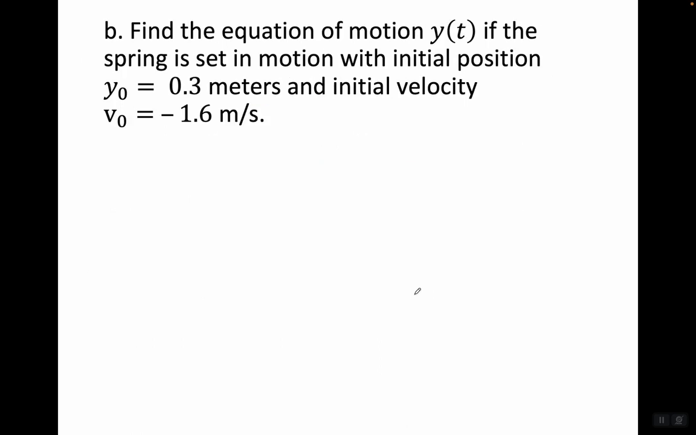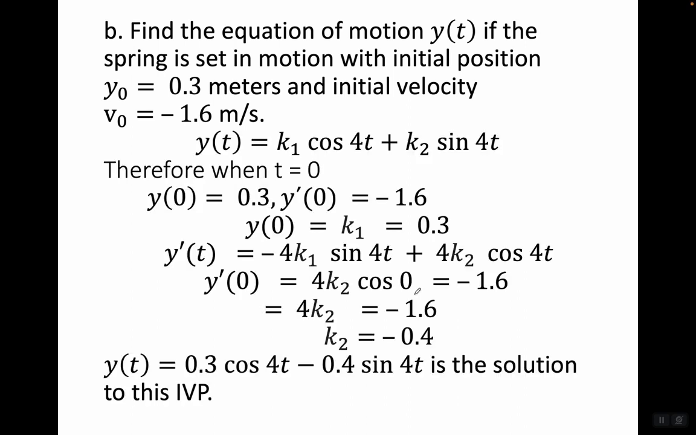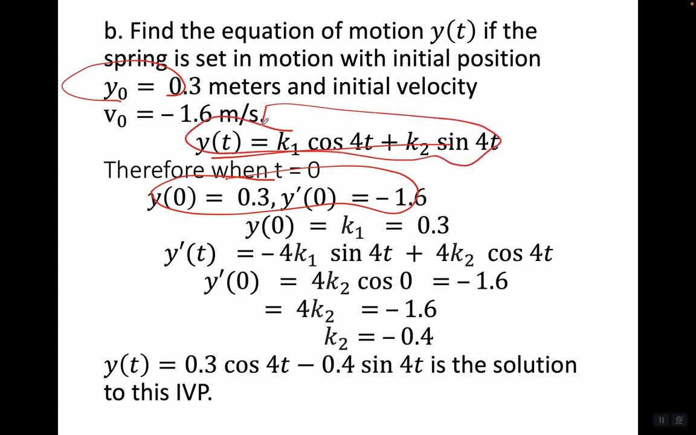Find the equation of motion y of t if the spring is set in motion with initial position y0 equals 0.3 meters and initial velocity v0 equals negative 1.6 meters per second. Okay, so we know y of t, the general equation, looks like this. When t equals 0, we'll plug in t equals 0 because we know the initial velocity and initial position. y of 0 is going to be 0.3, that we were told. And y prime of 0 is negative 1.6. But we know what y of 0 is. When you plug in 0 into this equation, you end up with y of 0 equals k1. And that's going to be 0.3.